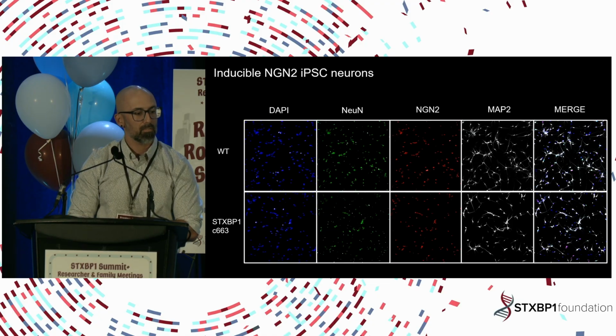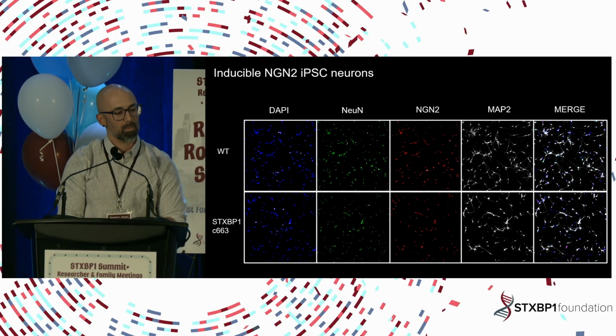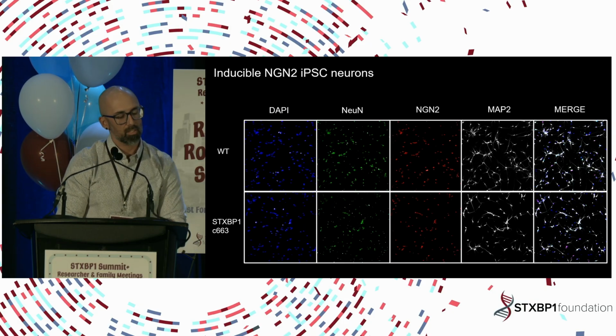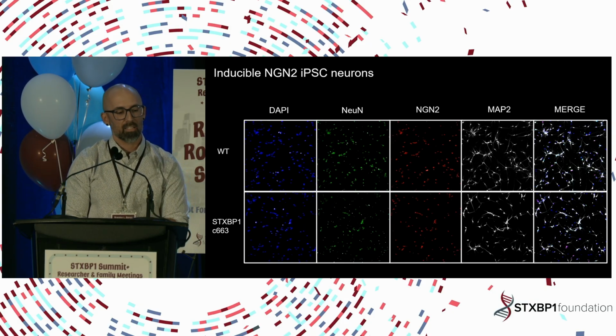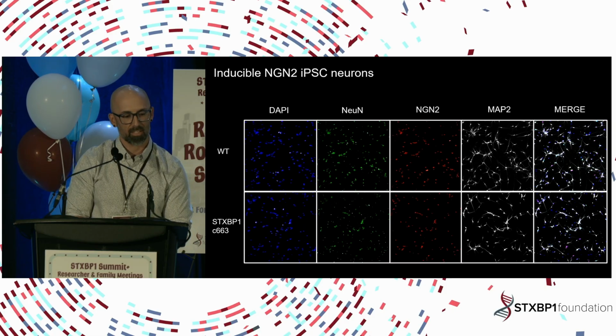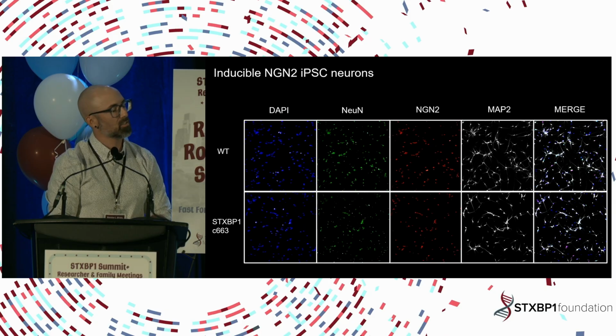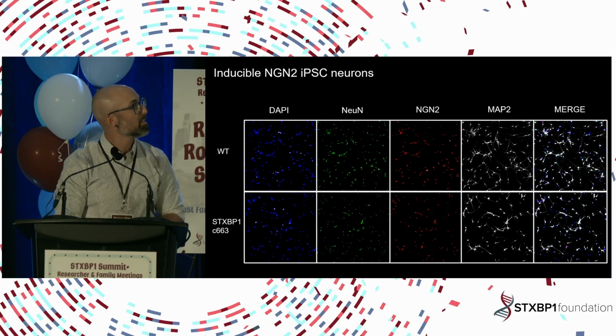The group has also developed NGN2 iPSC-derived neurons here with the C663 mutation. My hands don't touch these besides feeding them, so thank you to those in the lab that make neurons look like this every time I pull them out of the incubator. As a neuroscientist, there's no more joy than when your neurons look like this.